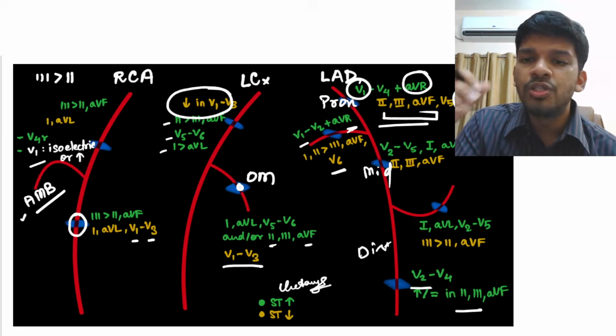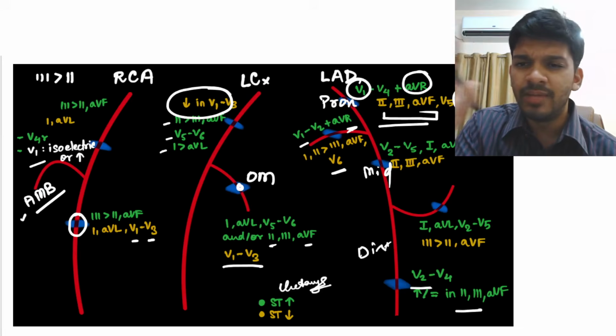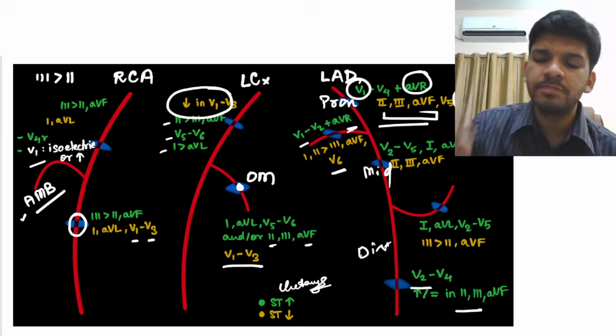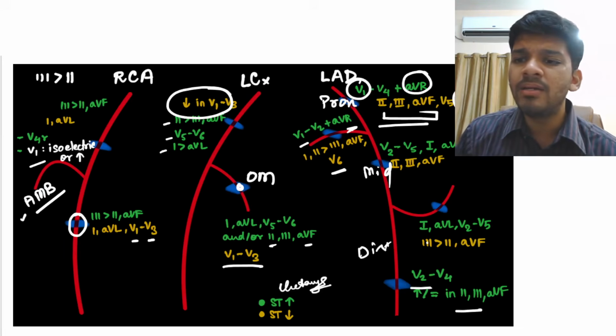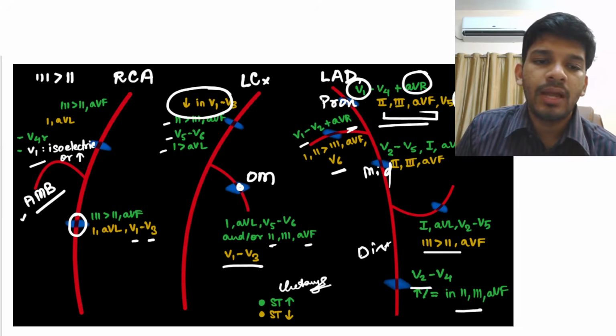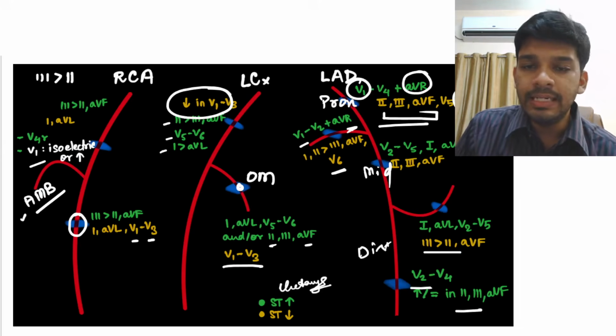Then you get a mid occlusion in which you have V2, V1, V5, V1, AVF ST elevations and 2, 3, AVF ST depressions. Last is your diagonal part in which 3 more than 2 ST depression and 1, AVL, V2, V5 ST elevations. This we have already gone into in quite detail.